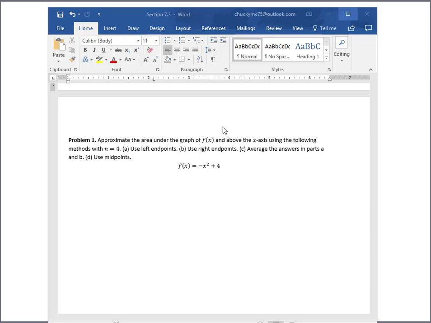Looking at problem 1 from the worksheet from 7.3. So we're approximating an area under a curve. This is a parabola opening down. Y-intercept is 4. We're going to do this with left endpoints, right endpoints, and then midpoints. And we're going to compare all the answers, including the average of the left and right endpoints as well.